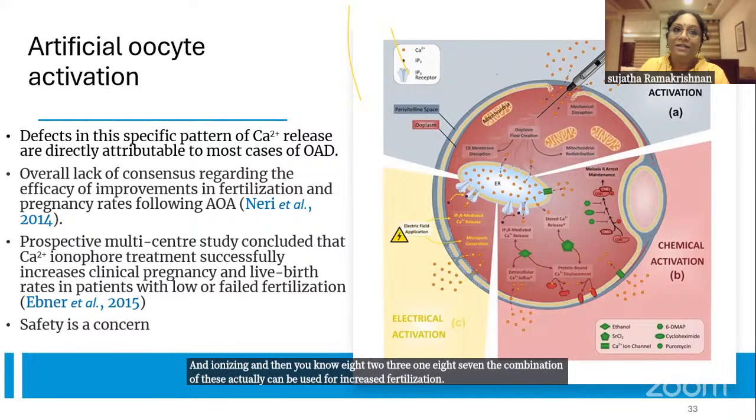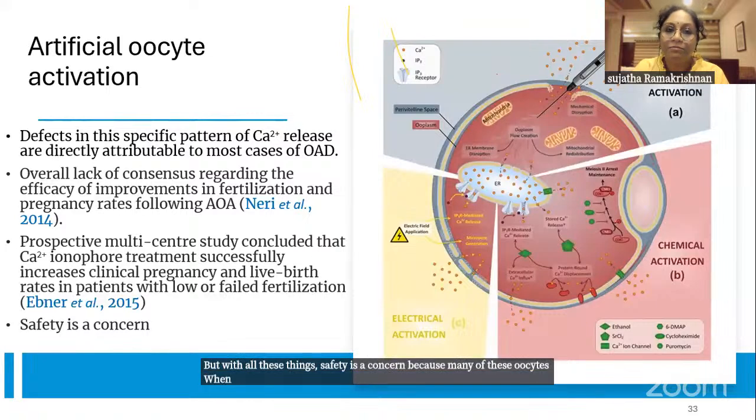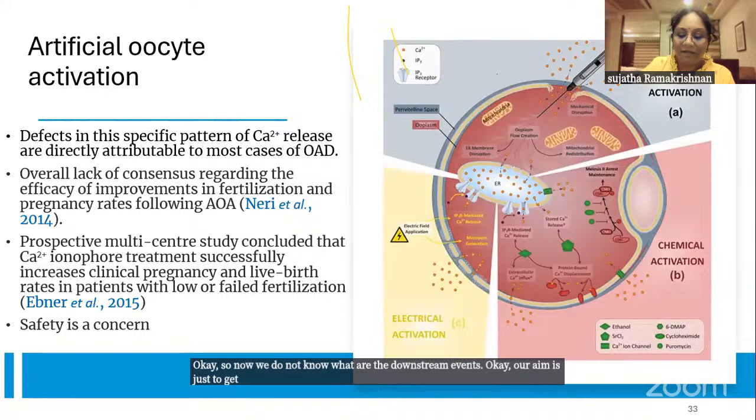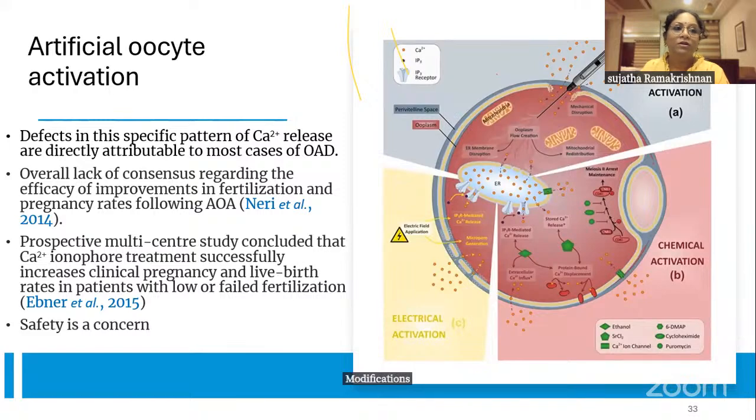But with all these things, safety is a concern, because many of these oocytes, when an ultrastructural study has been done, have been found to show a delay in the polar body extrusion. Okay, so now we do not know what the downstream events are. Our aim is just to get fertilization, but it doesn't end there, right? There are a lot of downstream events which can have an impact on the epigenetic modifications in the zygote or the embryo.